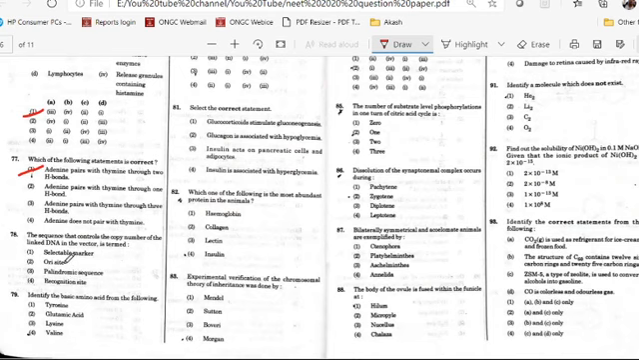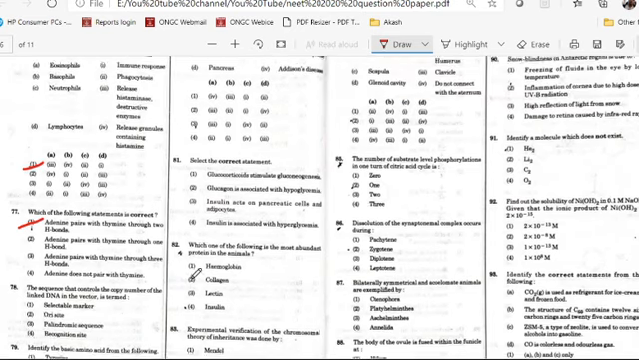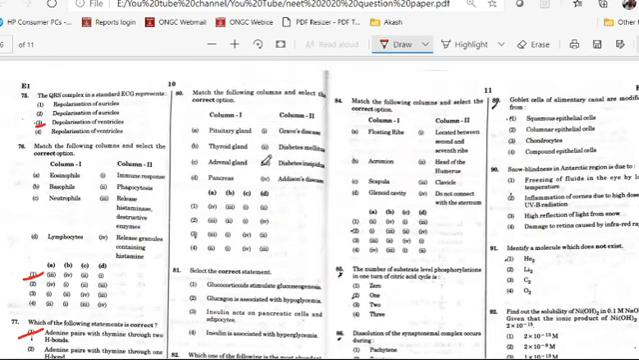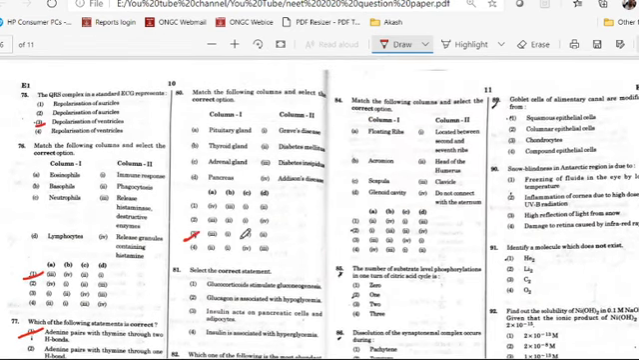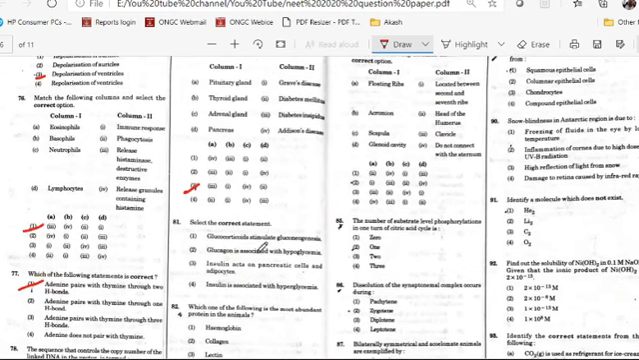In question number 79, identify the amino acid. The following is valine, V-A-L-I-N-E. Valine is the answer, option D. Again column matching, here option 3 is the answer. You just have to match your answers with our prediction.